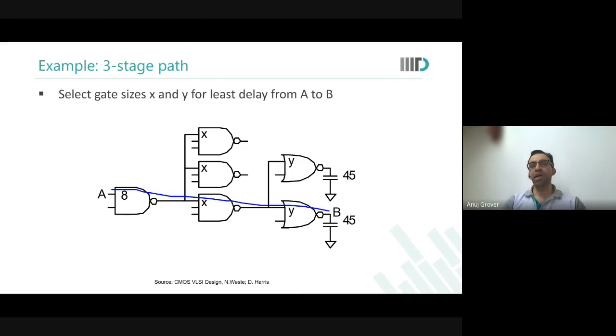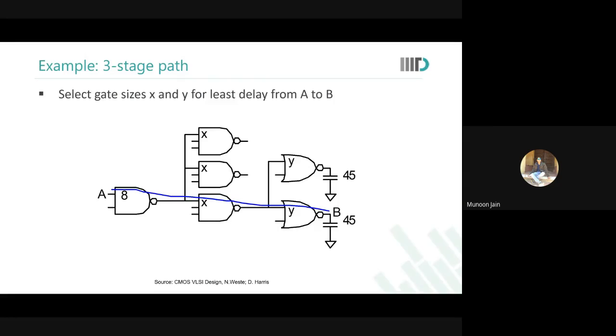Okay. Now let us look at the example that we wanted to see. कि अगर branching है, then how do we do it? Okay. Now over here we have branching, and we want to size the gates X and Y, so that we get the least delay from A to B. Okay. So what would we do? What is the first step that we should do over here?